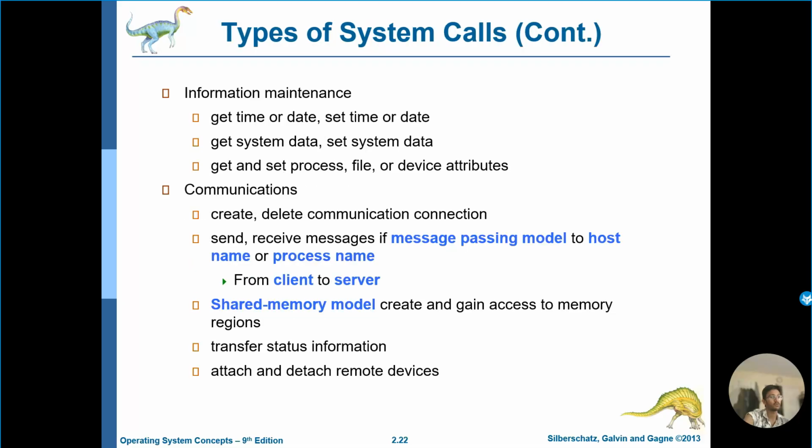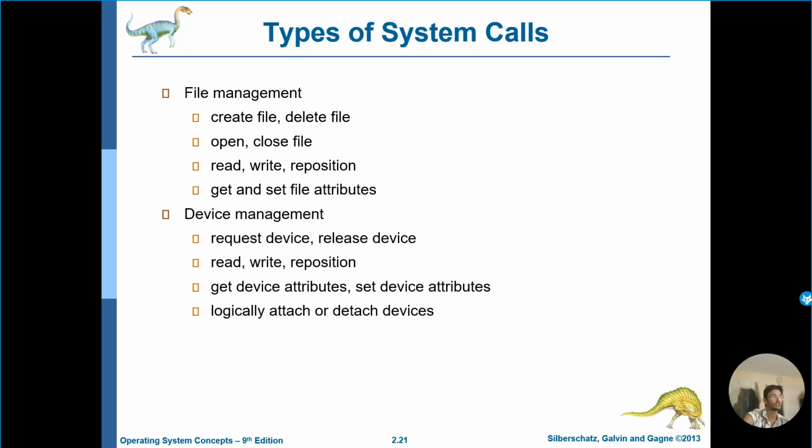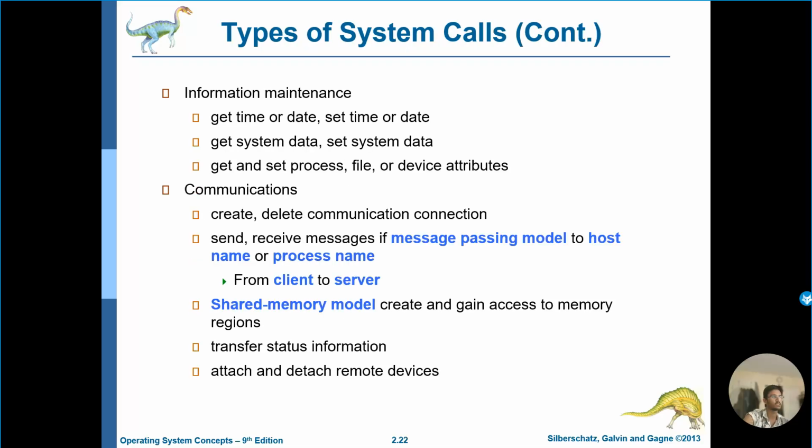So we covered some of these services in the starting slides, but here we go into more detail and see what actually happens in the context of the system calls. Communication, like create and delete communication connections. You could send and receive messages if it's the message passing model from client to server. Then you could also have a shared memory model to create and gain access to memory regions.